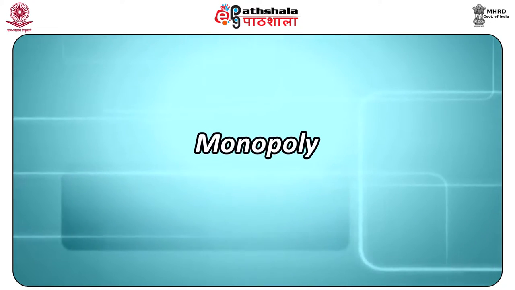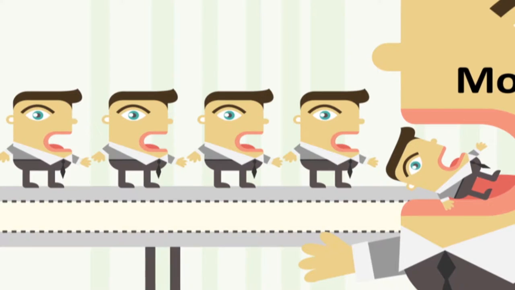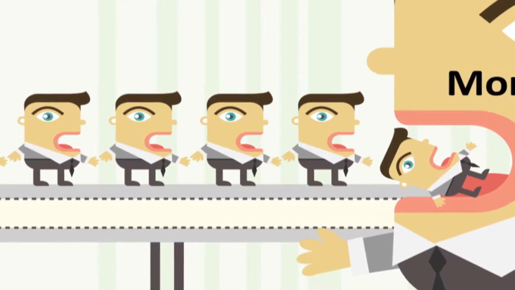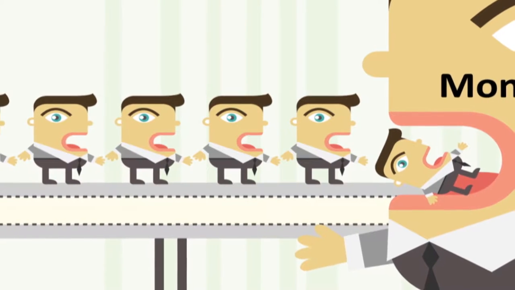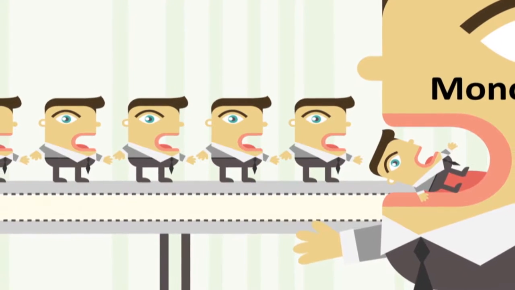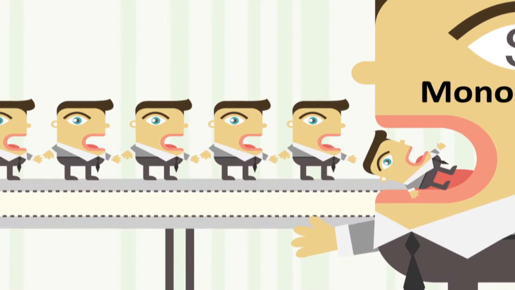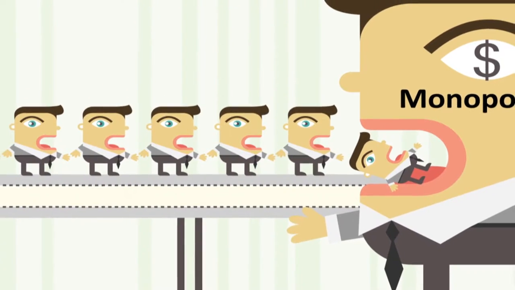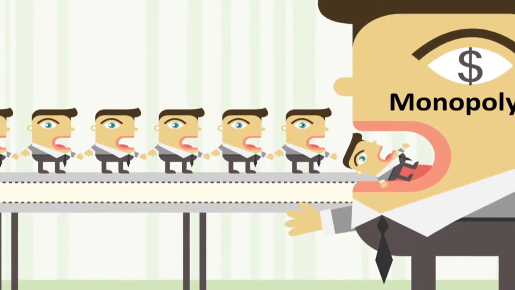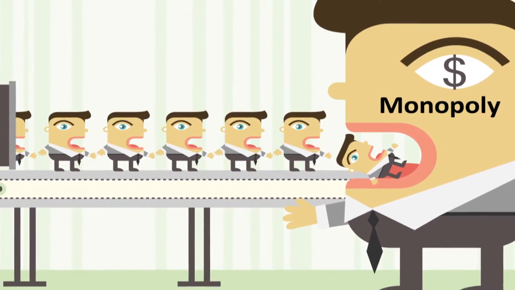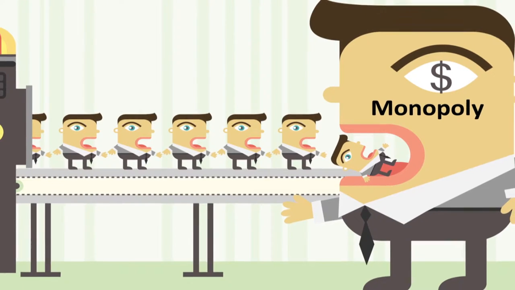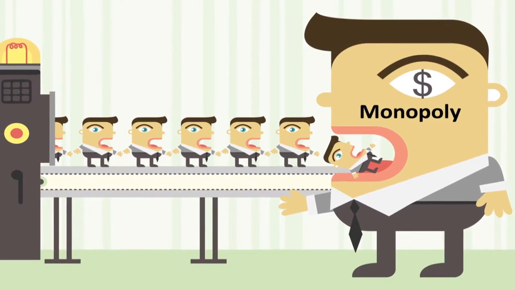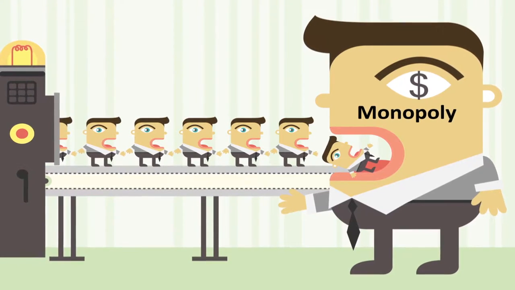Next is monopoly. Monopoly is another extreme of market structures which is characterized by the existence of a sole producer and seller of a commodity in its market, and so by virtue of that is also the maker of price in the market. Since under monopoly there is only one firm in the industry, it may charge any price depending upon its discretion. So there is no supply function or curve in this market.